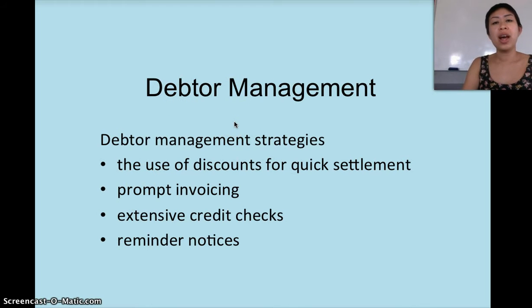If we find that the debtors are not paying us back in time or soon enough, we might employ some of these strategies. We might use discounts for quick settlement. So if we don't already offer a discount, we might offer them one so they're encouraged to pay us sooner. We might not be invoicing promptly enough, so we might give them the goods, but we don't give them the invoice at the same time. If they don't have the invoice, they're not inclined to pay us in time. We can conduct extensive credit checks.